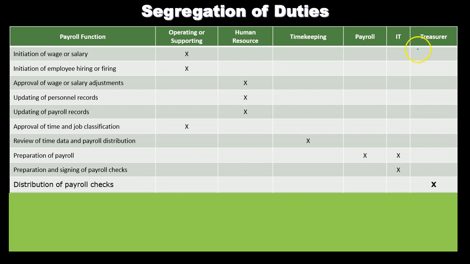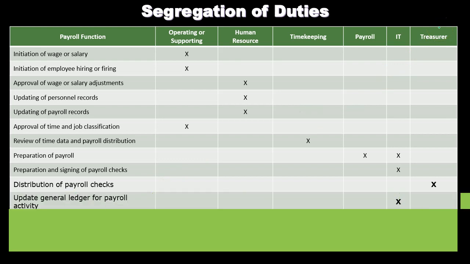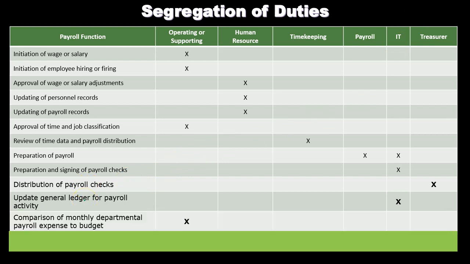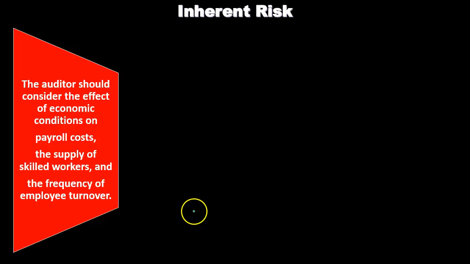Distribution of payroll checks. That's going to be done separately now. Treasurer handling the payroll checks at this point. And then update general ledger for payroll activity. Updating the general ledger is separate from the person that's handling the checks. That's going to be the IT. And then we have the comparison of monthly department payroll expense to the budget done by the operating or supporting. And then we have the calculation and recording of payroll taxes done by payroll process.